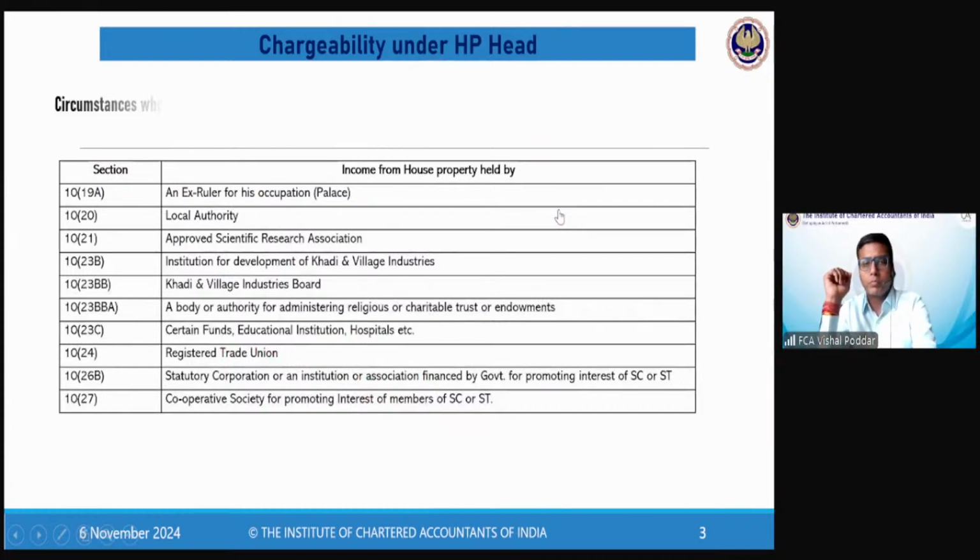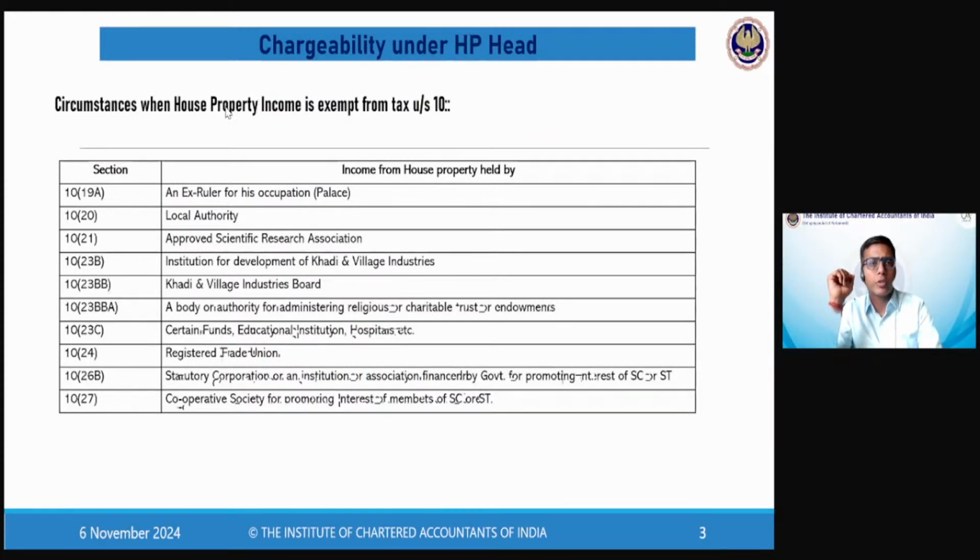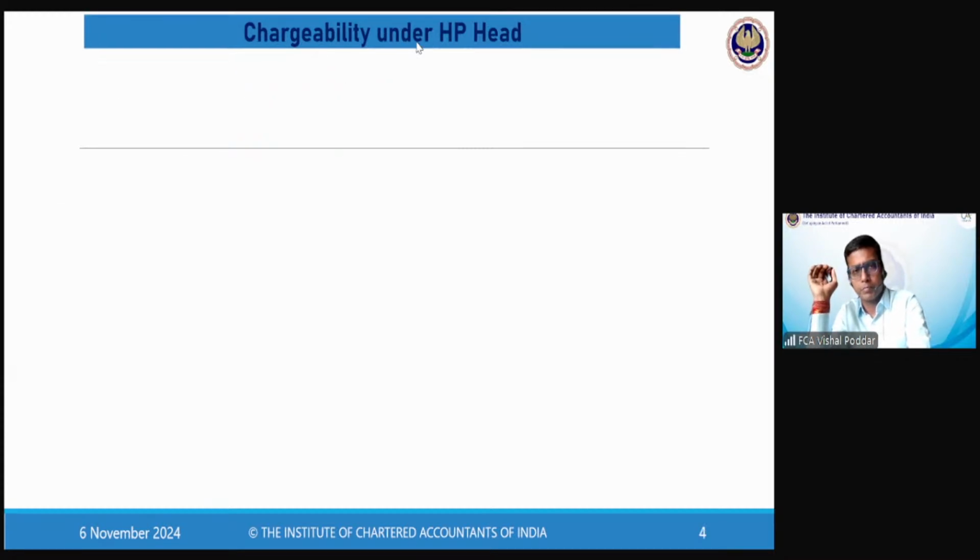Okay. Now, as somebody was telling me, sir, there are deductions also. Yes, there are exemptions. So this is a list of the cases where under Section 10, house property income is allowed as exemption. That is, in following cases, these people will not be required to pay any tax on their house property income. Right? Fine.